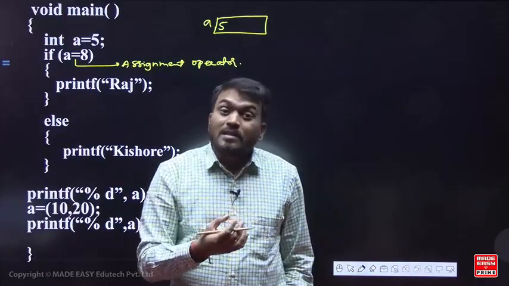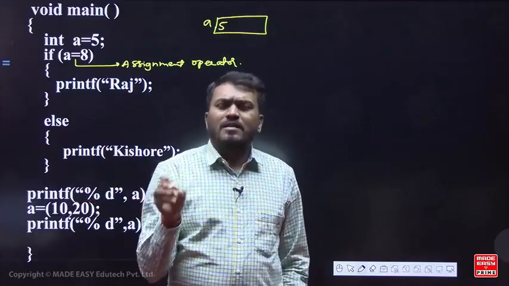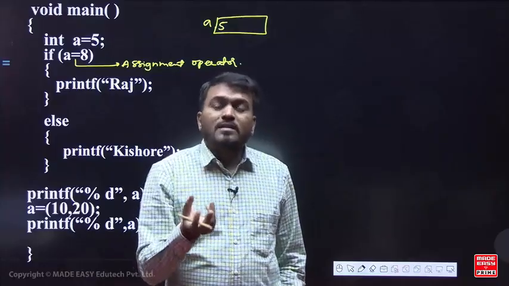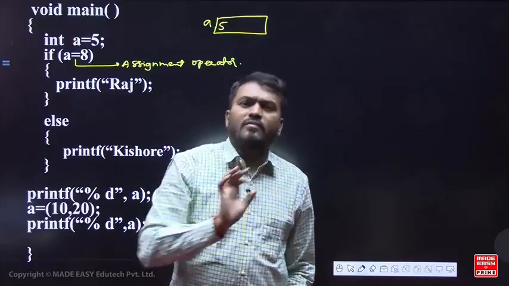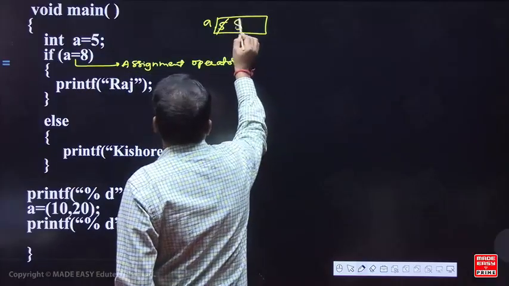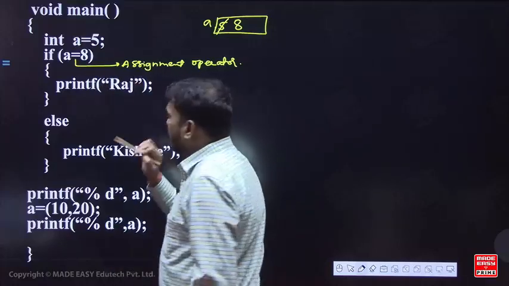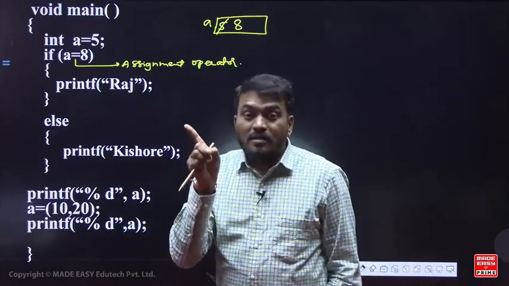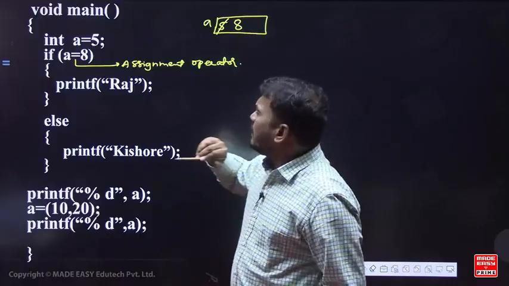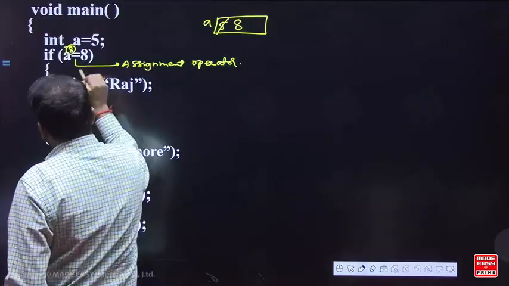The basic behavior, the basic purpose, basic duty of the assignment operator is just assigning the value. So first it will assign, what will it assign? 8. So it will assign 8 to a, the value changing to 8. And next, the assignment operator returns what? The assigned value. What is the value assigned here? 8. So in the if condition, you are passing 8.